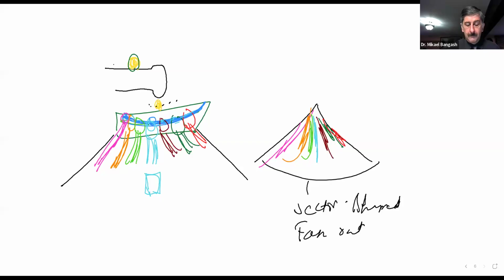Now, guys, the next thing, which is relevant to our beam, is going to be the focusing.